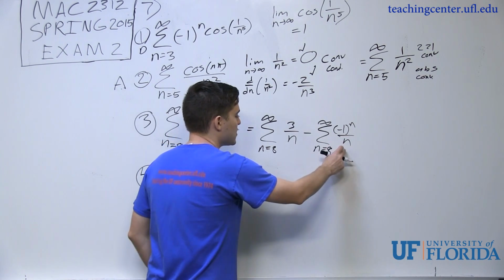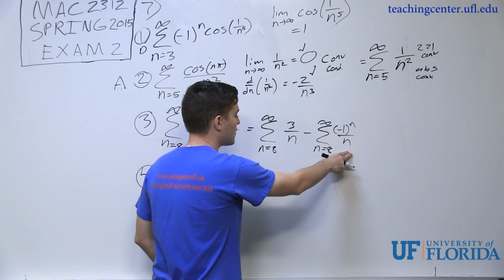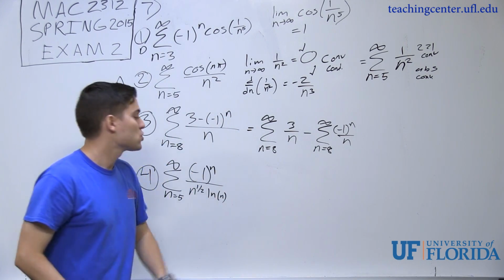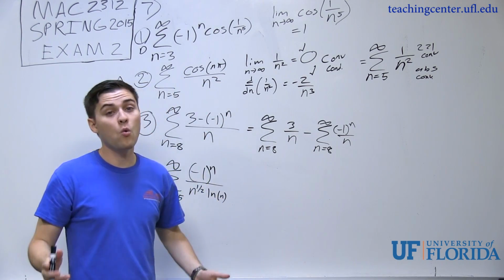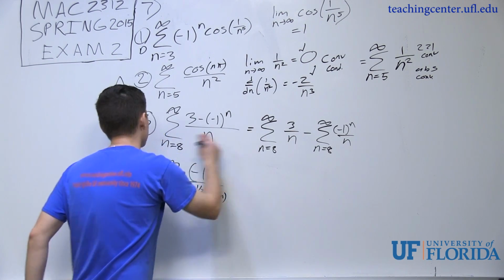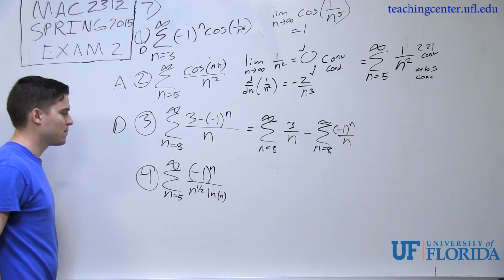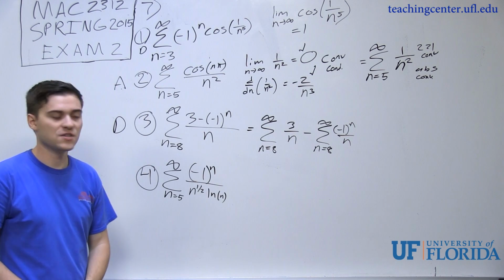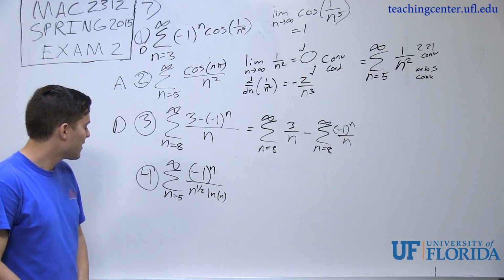So convergence is always eliminated by divergence. Unless these were both convergent, there's no way this whole thing could be convergent. So number 3 is divergent, and that's because 3 over n is a divergent series. Now, I have number 4.